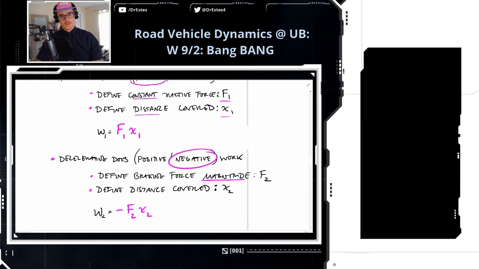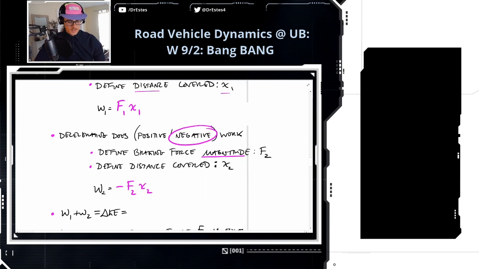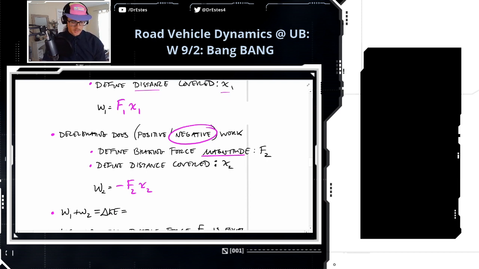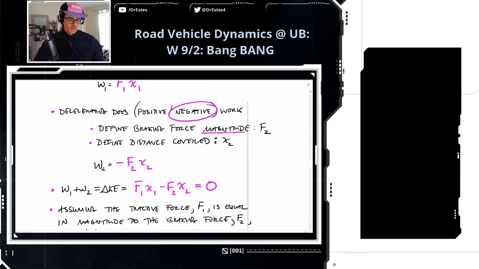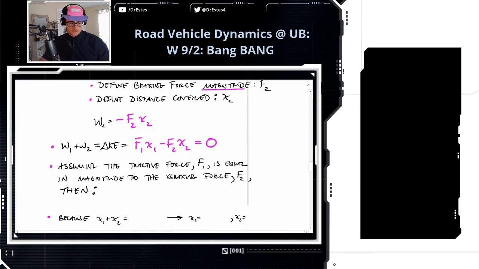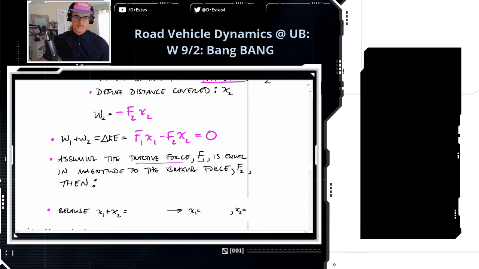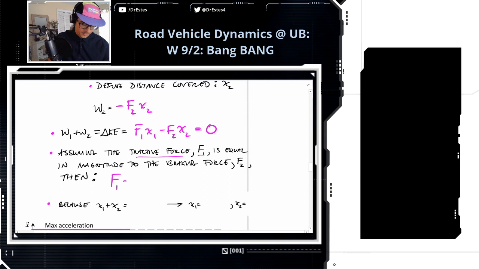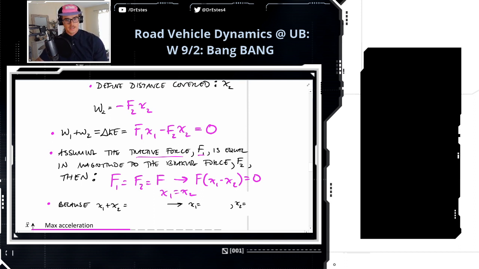Okay, so the change in work has to sum up to zero because we know it starts at rest and ends at rest. So work one plus work two is the change in kinetic energy. So F1 X1 minus F2 X2 has got to equal zero. And the assumption right now is that the tractive force F1 is equal in magnitude to the braking force. So let's just call it F1 equals F2 equals F. So we know that F times (X1 minus X2) equals zero. So the only way that this happens is X1 equals X2. So that's why the accelerating distance has to be equal to the braking distance.